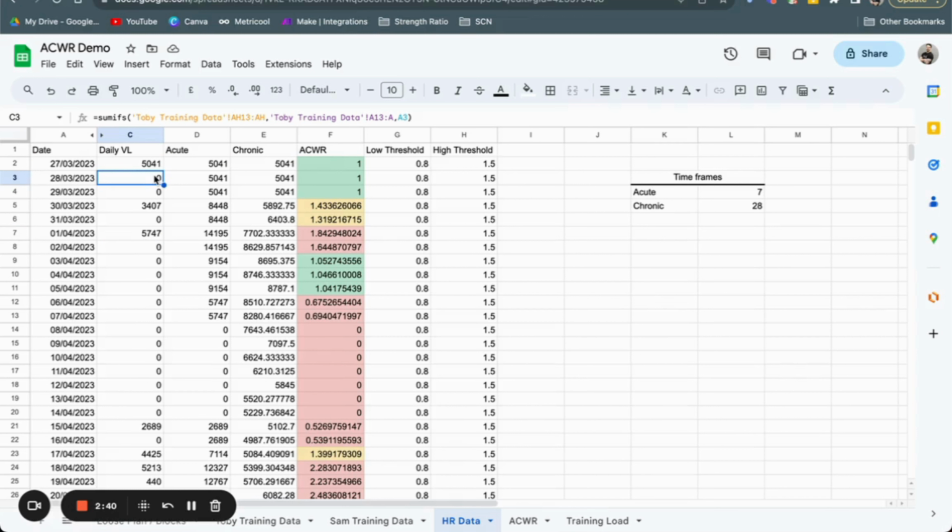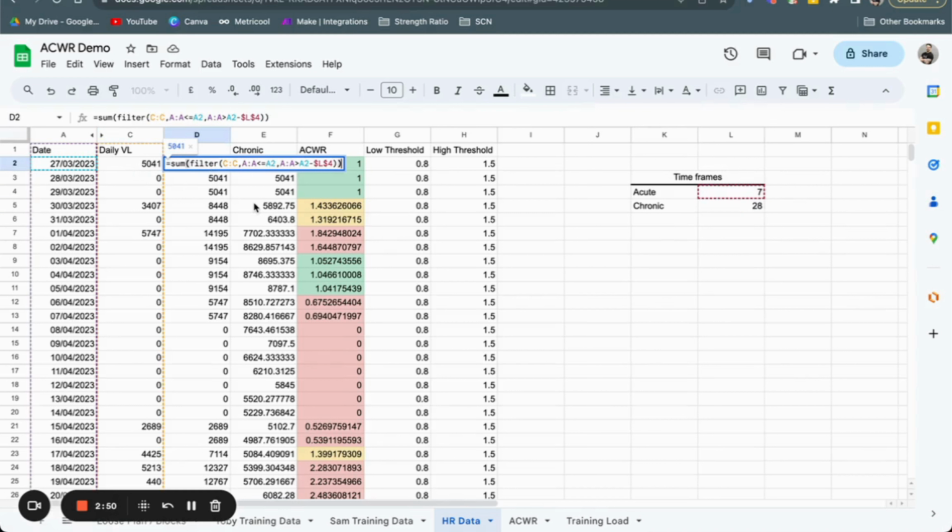Okay. So then what I've done is I've worked out the acute training load. I've got that at the moment set to 7 days for the acute and 28 for the chronic. So what I've used here in this formula, this is where it gets a bit more confusing. I'm going to do the sum, and this I'm going to add together everything where the daily volume is included. So that's what I'm actually adding up, the daily volume.